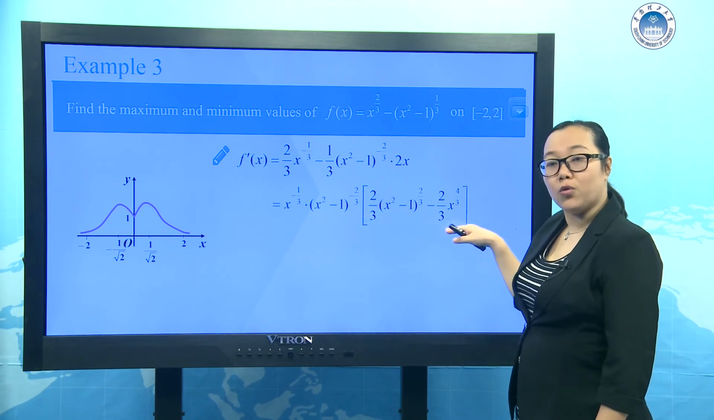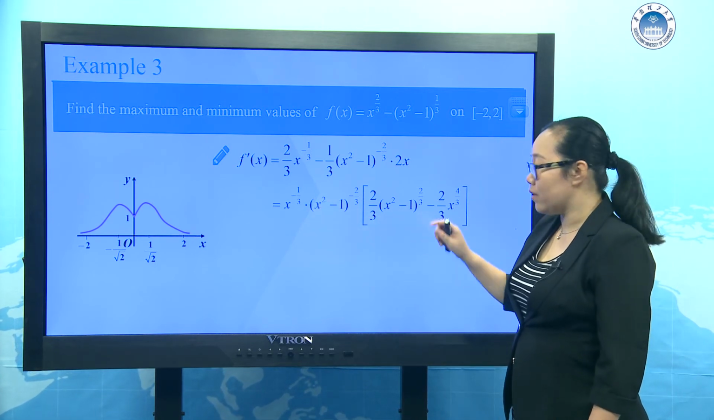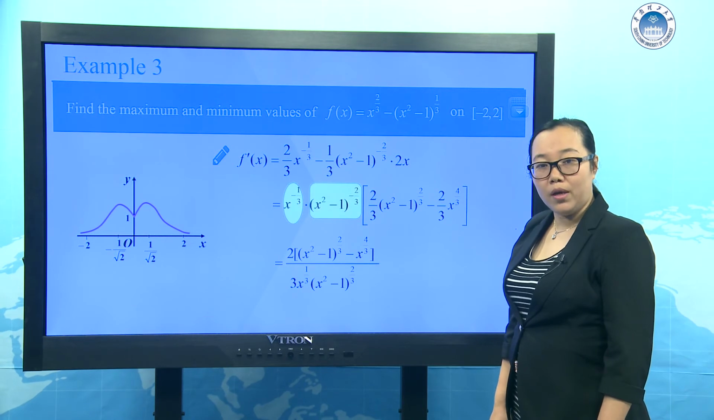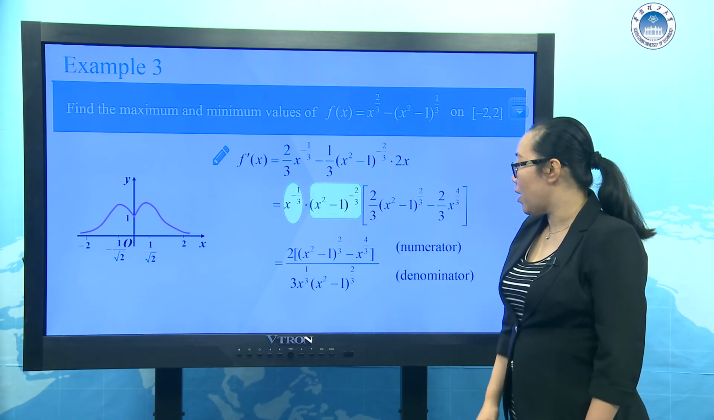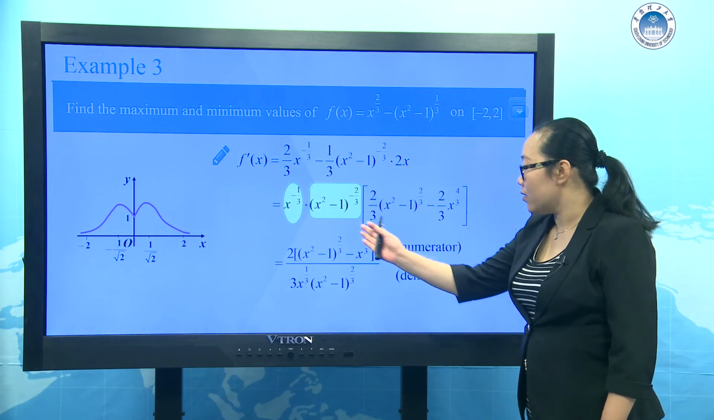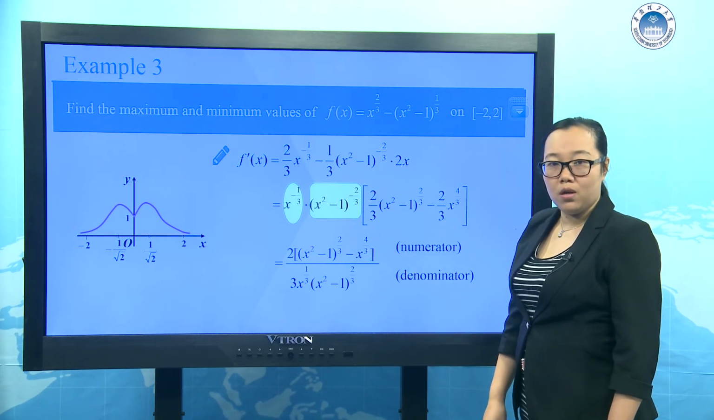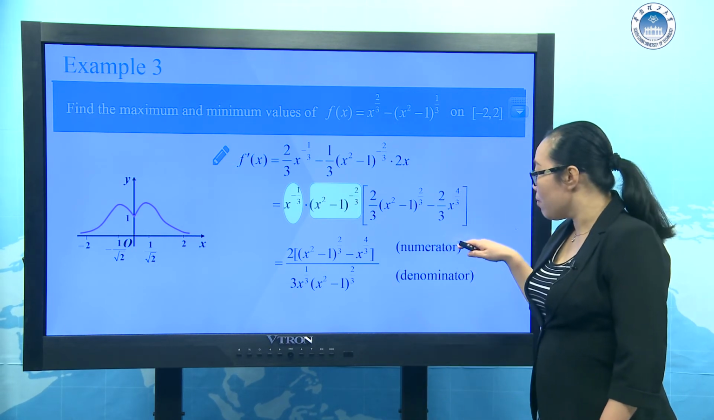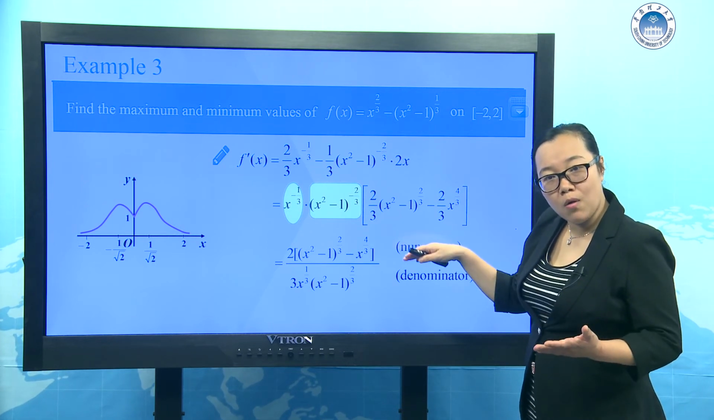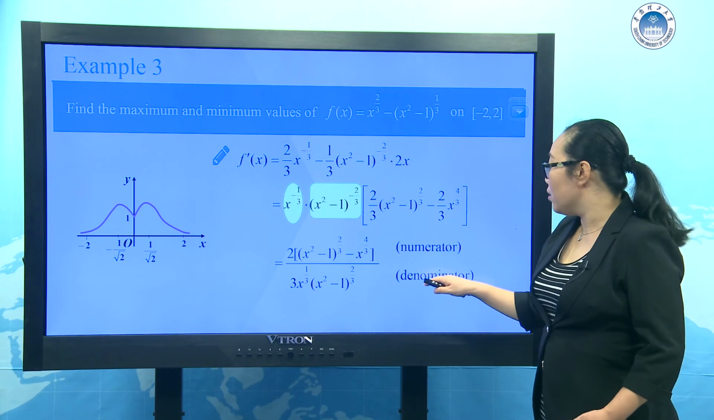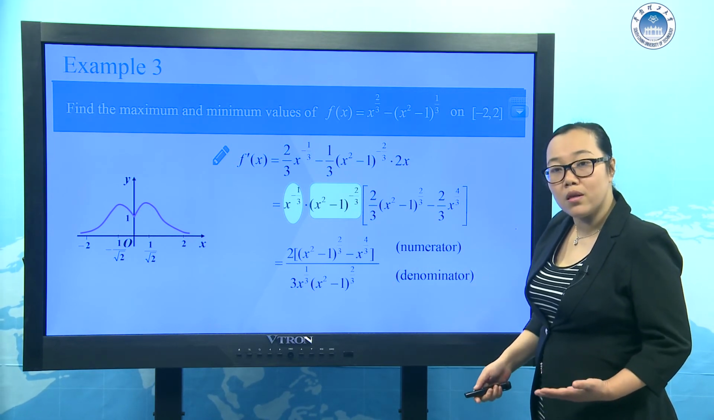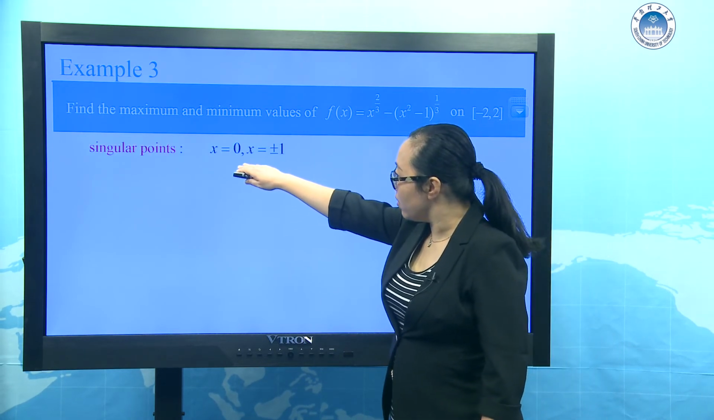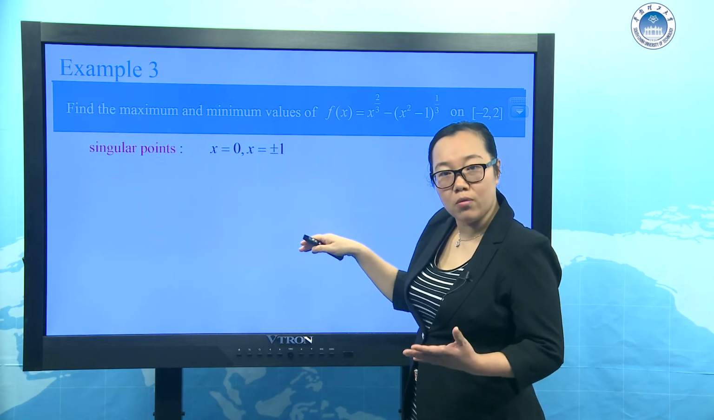It is an equation, and we can get another term. And now it is our expression. Write it in this form. Pay attention to this term, which becomes the denominator, and this is our numerator. What do we get? Yes, critical points. How to get them? From numerator equals 0, we get our stationary points. From denominator equals 0, we get some singular points. So we get the singular points x equals 0 or x equals positive or minus 1.